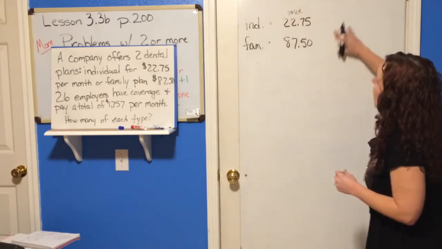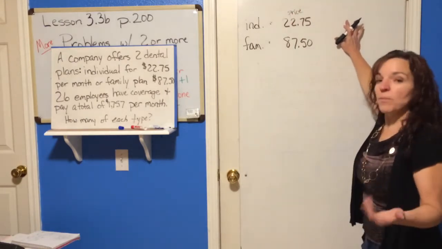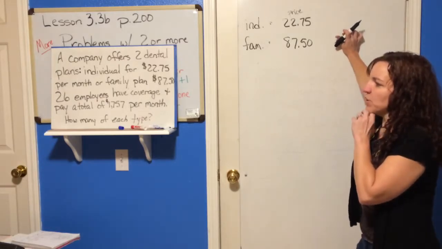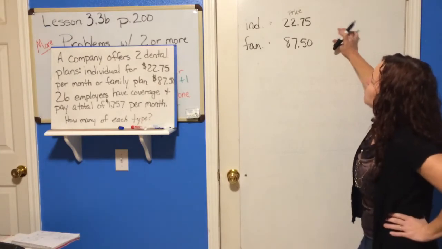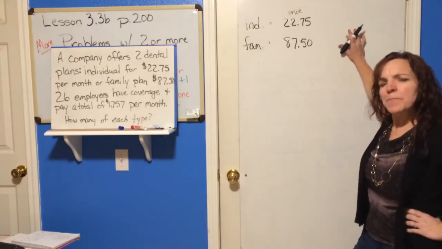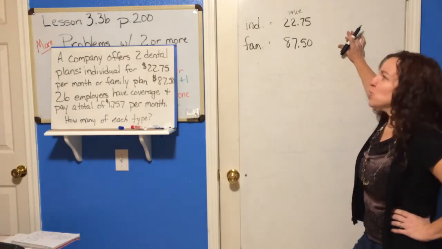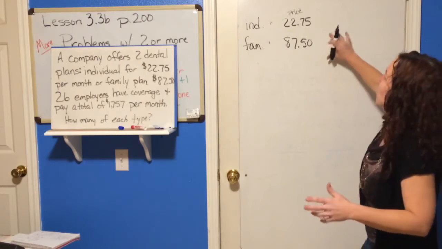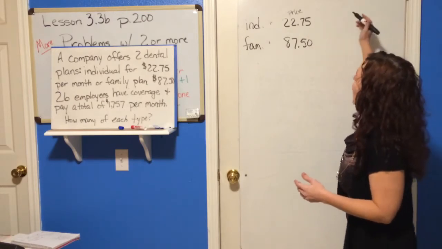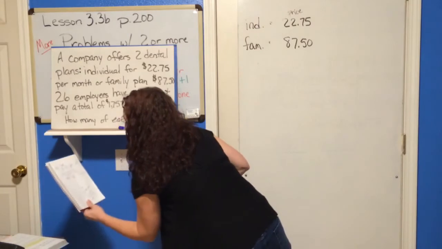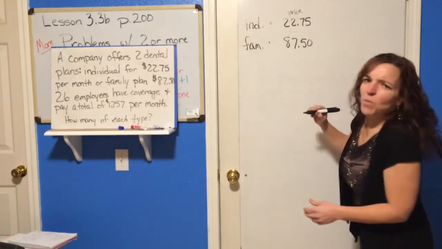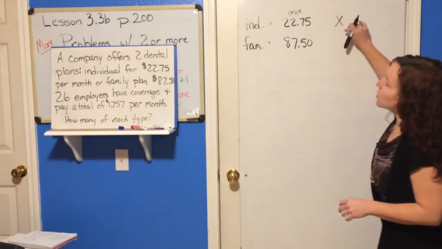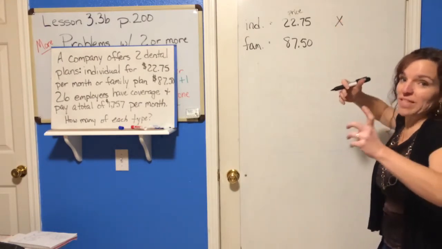So the next column needs to be the number that were purchased. So we've got 26 employees that have coverage, so 26 employees between the 2. Well, here's the trick. Choose one of them to be X, and it doesn't matter which. You're going to end up with the same answer either way. So let's say the individual plans. I'm going to do it the same way in my notes so that I can do my multiplication the way I already did it. Your final answer will be the same either way.